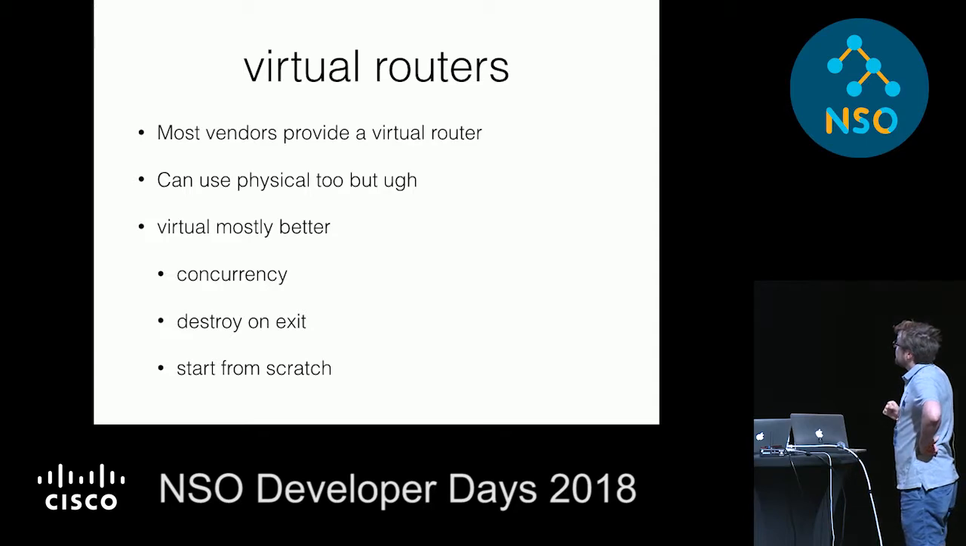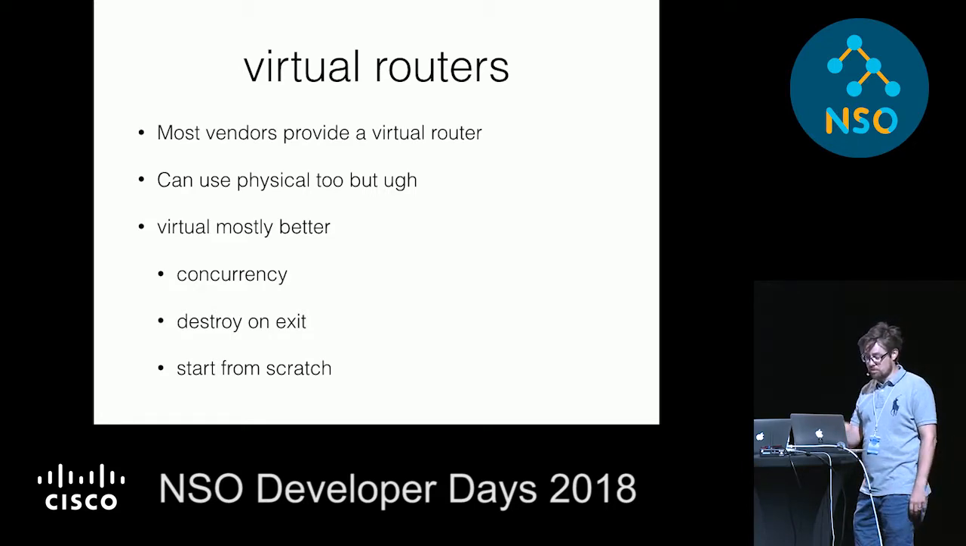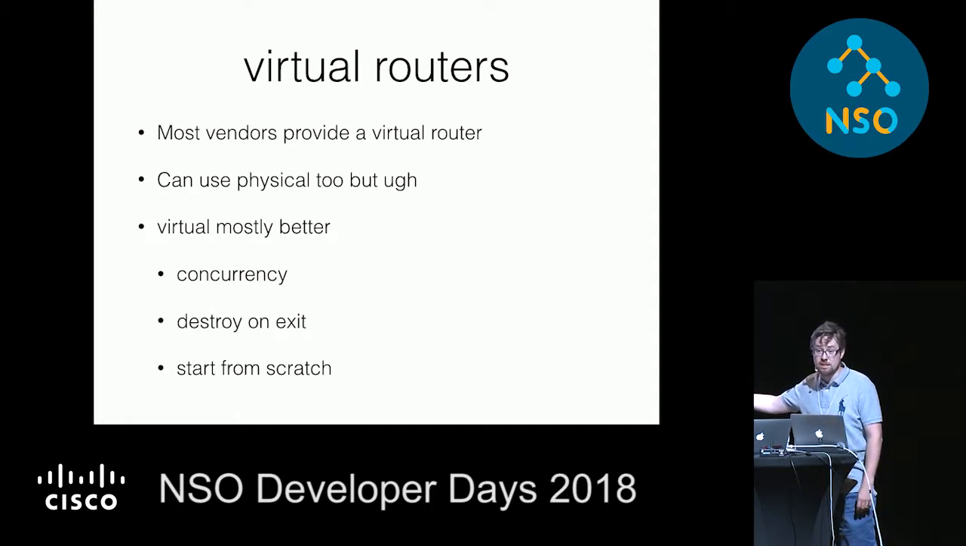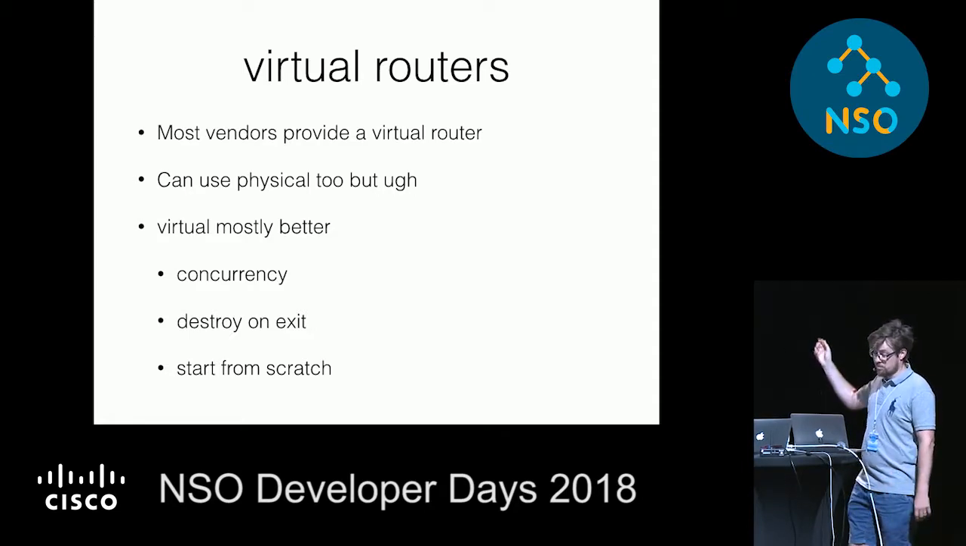So most vendors provide a virtual router these days, and you can potentially use physical routers as well. I mean, we talked about this a little bit, right? But it's sort of cumbersome to do that. You have to reset your router between every test run. You probably have a limited amount of them. So if you want to do testing in parallel, if you want to test large topologies, it's just much easier to use virtual routers. So you get that concurrency. You can just destroy them when you're done with the testing, regardless of whether it failed or succeeded. You just destroy them, and then when you start a new test, you start from scratch. You spin them up.